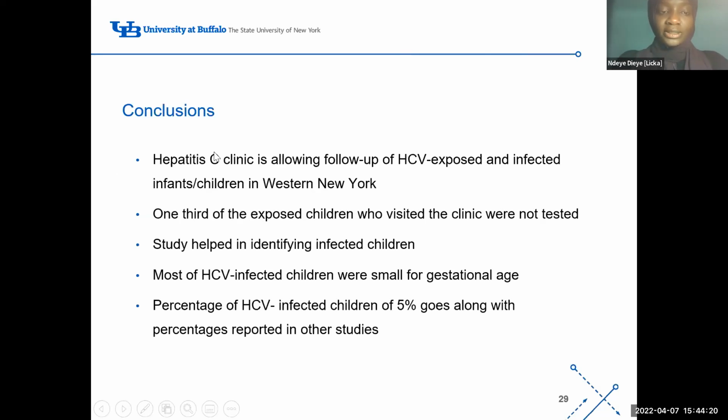So some concluding facts. The hepatitis C clinic is allowing the follow-up of HCV-exposed and infected children in Western New York. We have seen that around 1/3 of the exposed children who visited the clinic were not tested for hepatitis C. This study has helped in identifying infected children, and we have seen that most of the HCV-infected children were small for gestational age at birth. And lastly, the percentage of HCV-infected children we found, which was 5%, goes along with percentages reported in other studies.